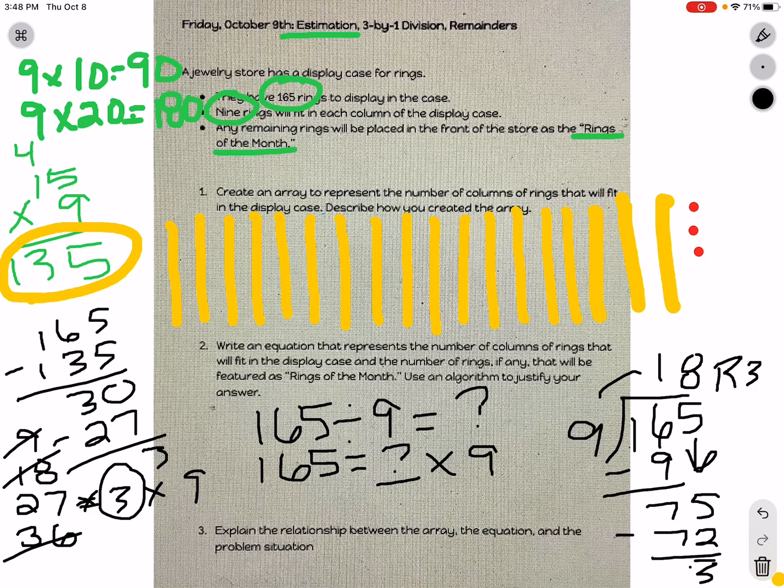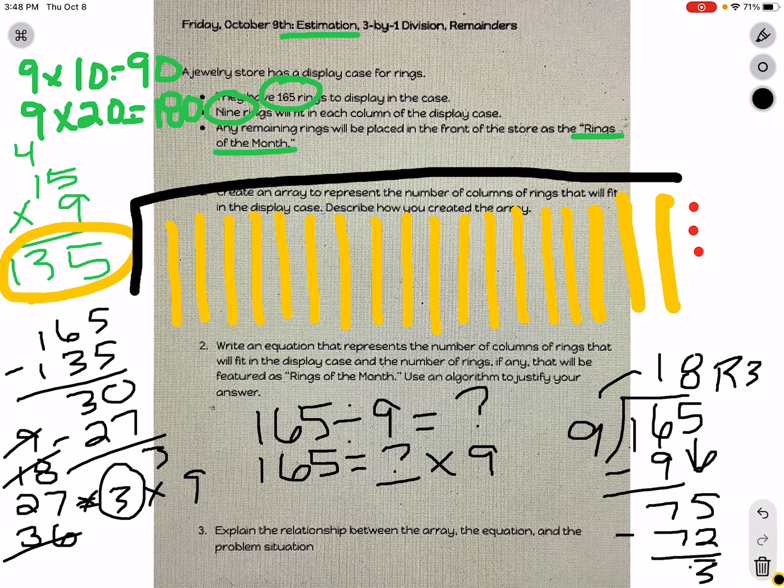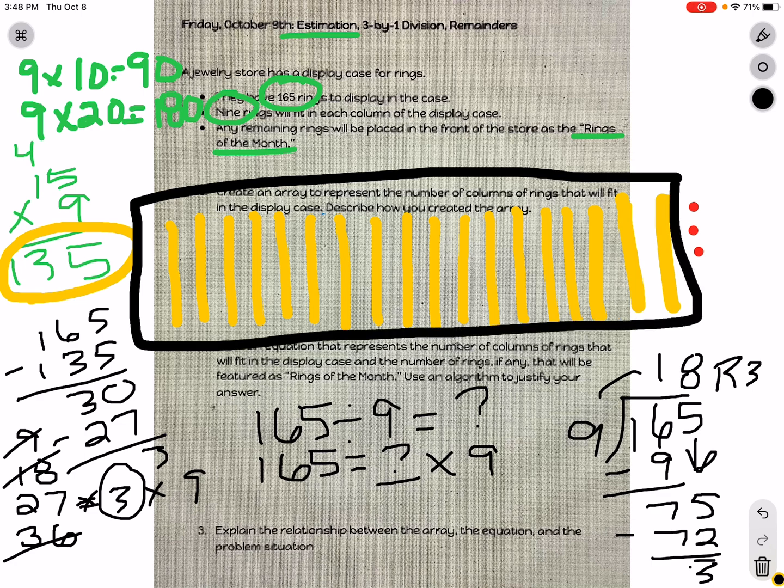If you said something like, these are just different ways to represent the same situation, then you would be correct. The array or strip diagrams, bar diagrams, area models, these types of strategies help us visualize the problem. They help us see. I can envision that this is my display case with my 18 rows of 9 rings, and then I have these 3 red rings here that are going to be on display. They help us visualize it.